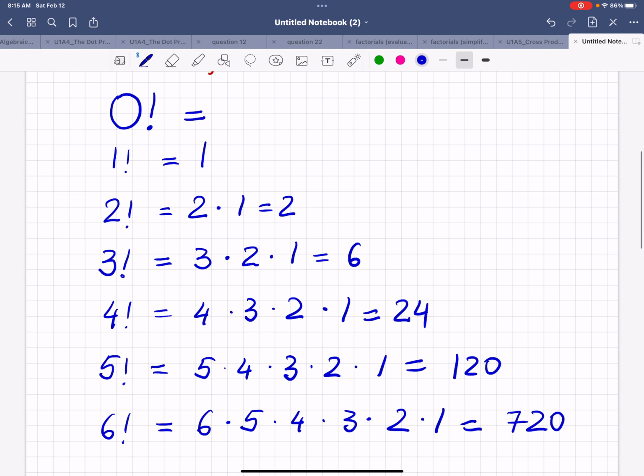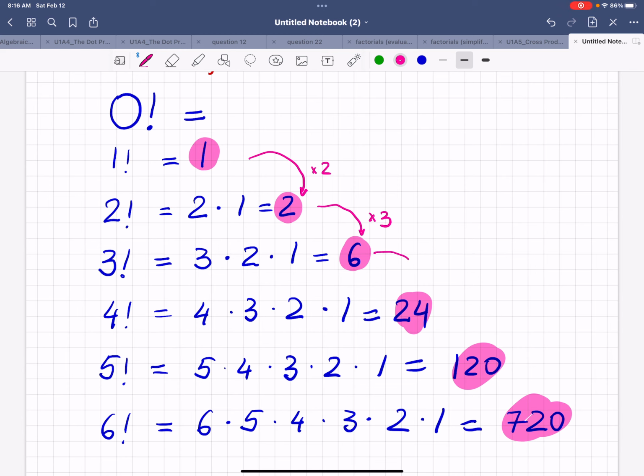So now let's talk about all these numbers in the patterns. We're looking at the numbers 1, 2, 6, 24, 120, and 720. To go from 1 to 2, we multiply by 2. To go from 2 to 6, we multiply by 3. From 6 to 24, we multiply by 4. From 24 to 120, you multiply by 5. From 120 to 720, you multiply by 6.